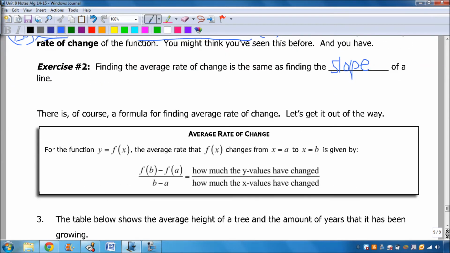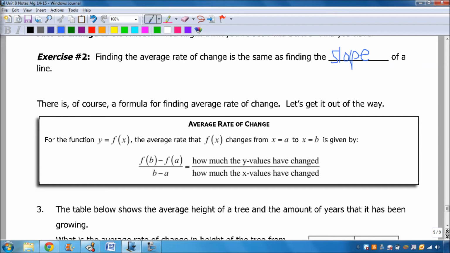So there is, of course, a formula for finding average rate of change. Let's get it out of the way. For the function y equals f of x, the average rate that f of x changes from x equals a to x equals b is given by this formula right here: f of b minus f of a over b minus a.